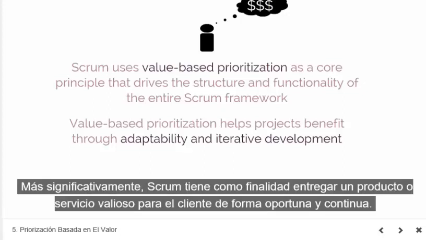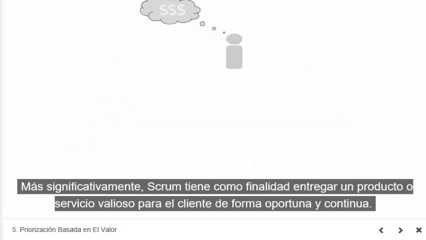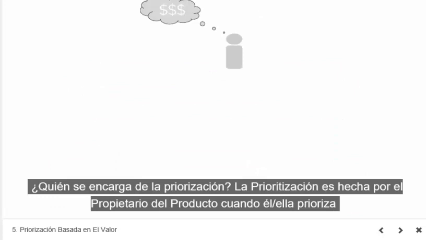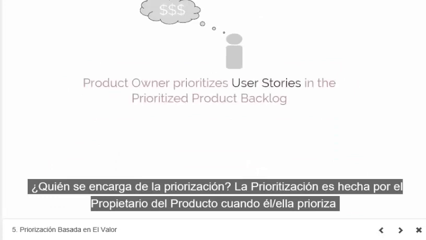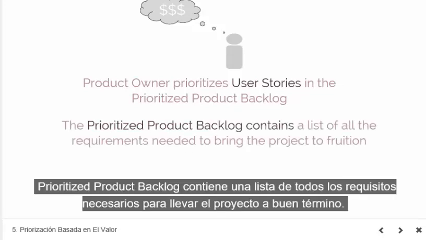More significantly, Scrum aims at delivering a valuable product or service to the customer on an early and continuous basis. So who handles prioritization? The product owner prioritizes user stories in the prioritized product backlog. The prioritized product backlog contains a list of all the requirements needed to bring the project to fruition.